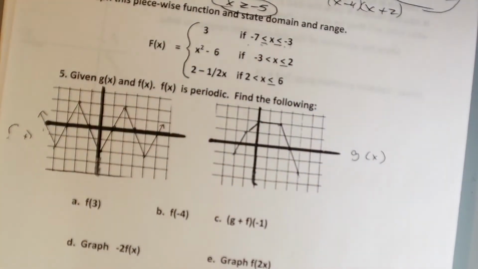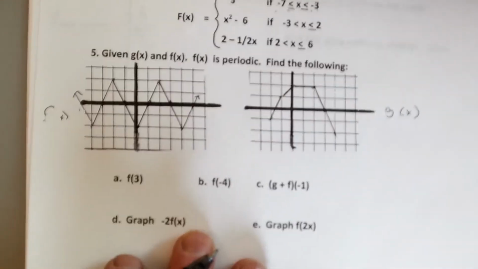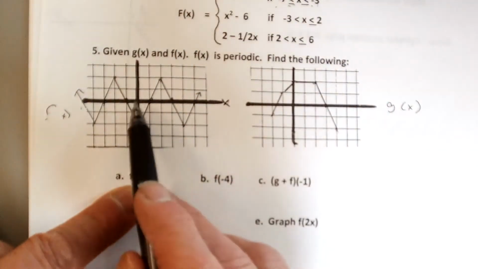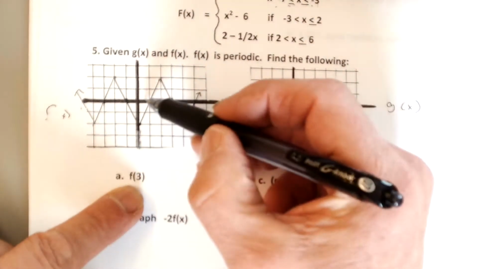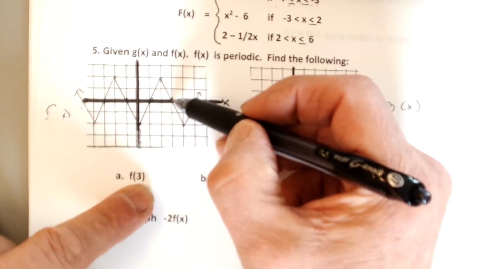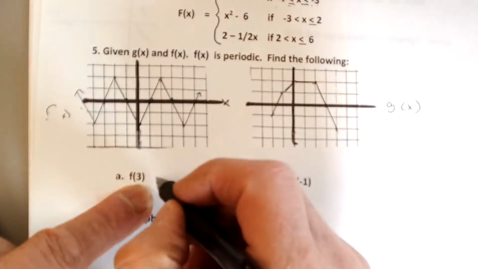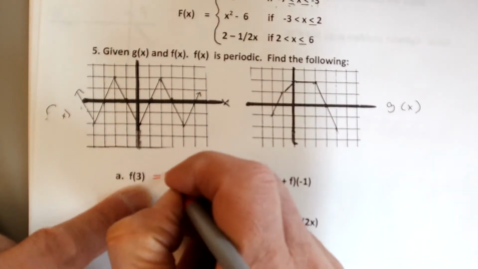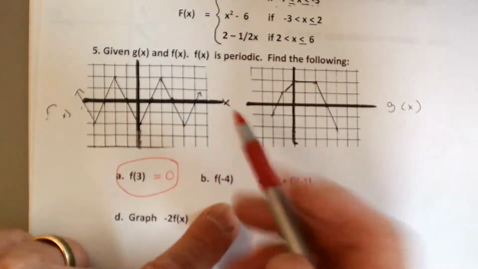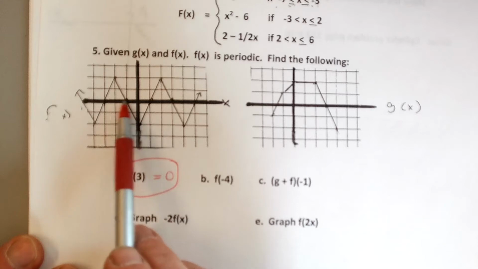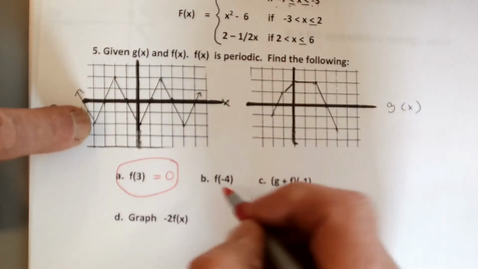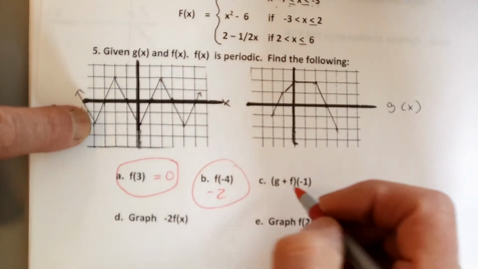Okay, let's just use the graph. F of 3. 3 is an x value, so I'm going to go to 1, 2, 3. And the corresponding answer is its y value, which is height 0. Let me use a different color. Okay. F of negative 4. Okay, we go back to 1, 2, 3, 4. That's my x value. The answer is the corresponding y value, which is the height, which is a negative 2.